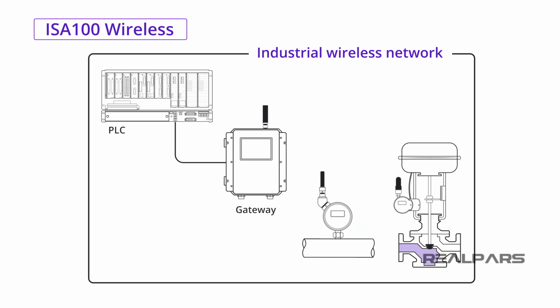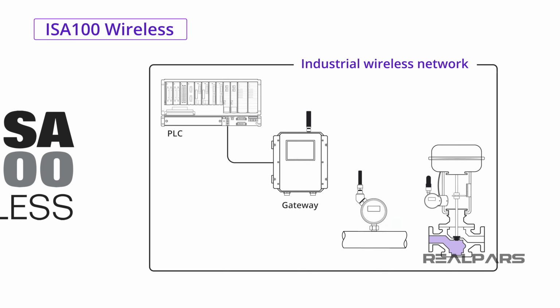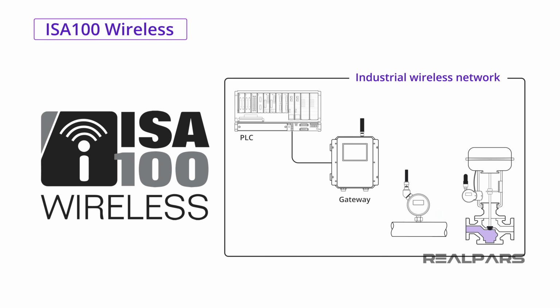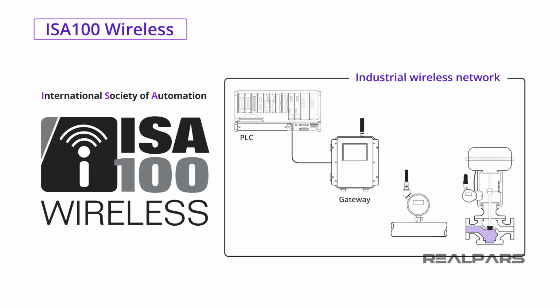One of the most reliable and accurate industrial wireless protocols that you can use to build your industrial wireless network is ISA100 Wireless. This industrial wireless protocol is developed and maintained by the International Society of Automation, or ISA, which is the organization responsible for the development of the standards and the certifications for the industrial automation industry worldwide.